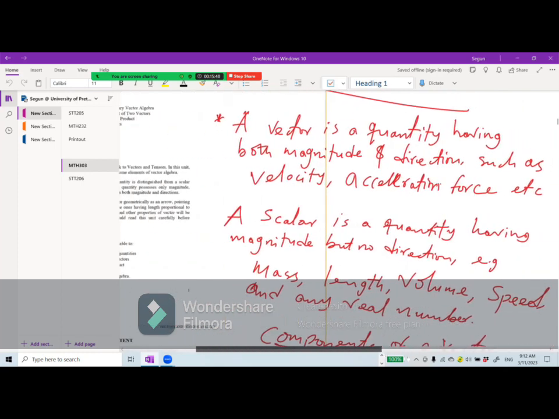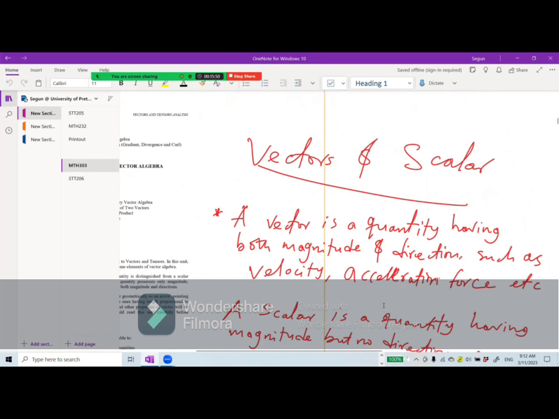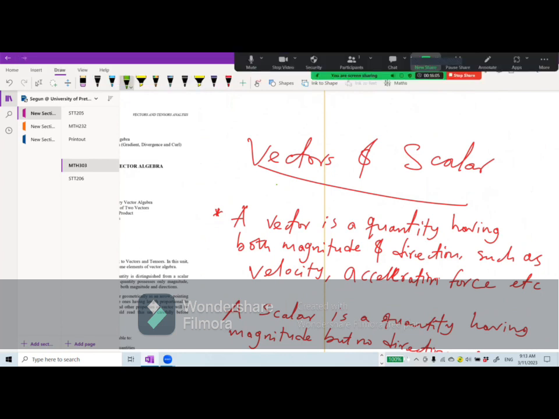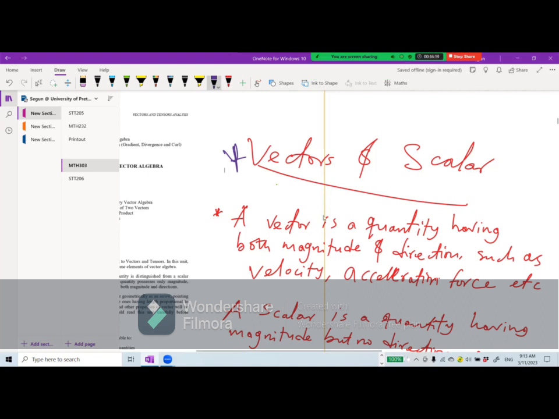course content. I have some notes here talking about vectors and scalars. In this case, we'll be looking into different aspects. Let's look at the definition of vector, and let's look at the definition of scalar. Here we have, a vector is a quantity having both magnitude and direction, such as velocity, acceleration, force, etc.